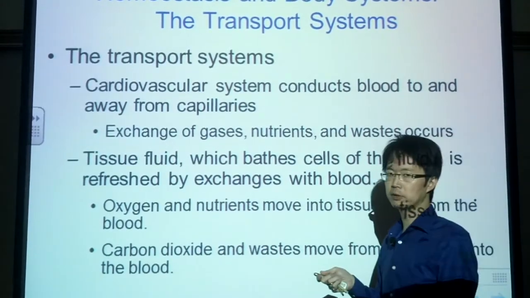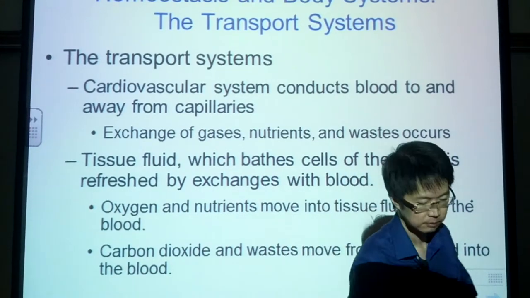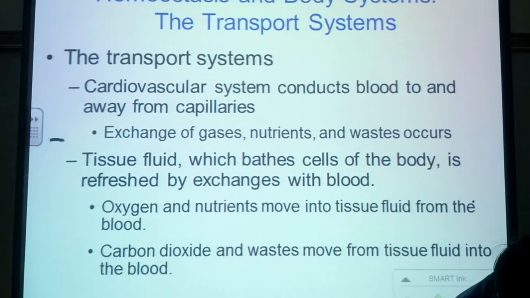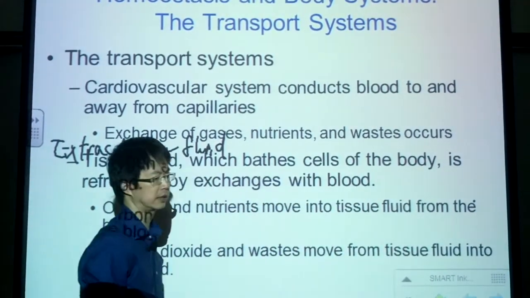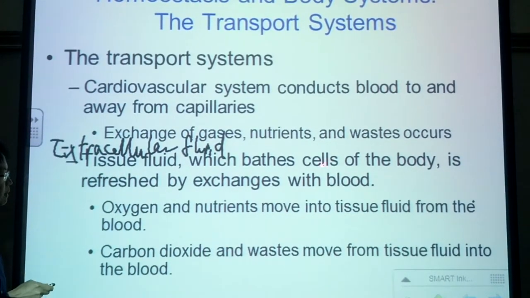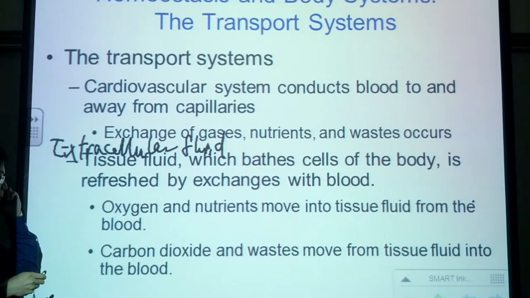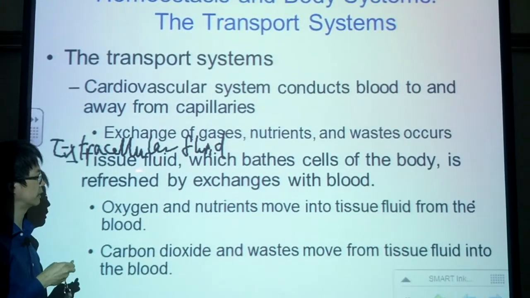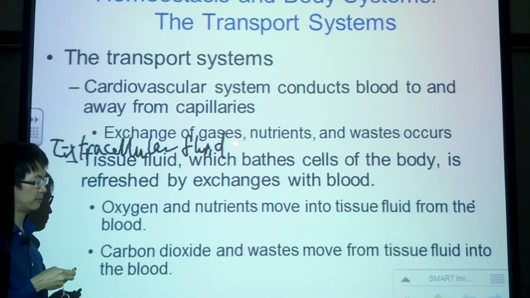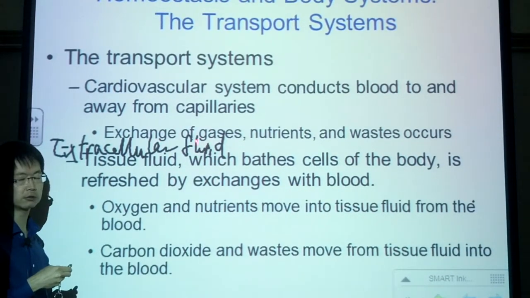Tissue fluid, in this case we call it extracellular fluid. Extracellular fluid is the fluid that bathes the cells of the body. So what happens is that the oxygen and nutrients carried by the blood will diffuse into the extracellular fluid, and then from the extracellular fluid, they will be absorbed into your body tissue cells.